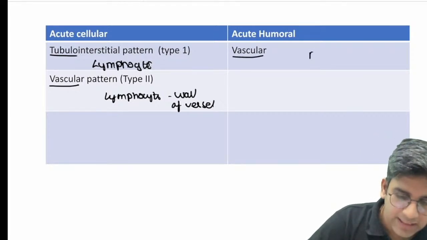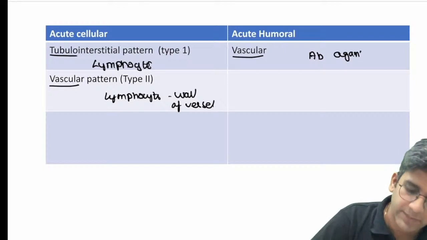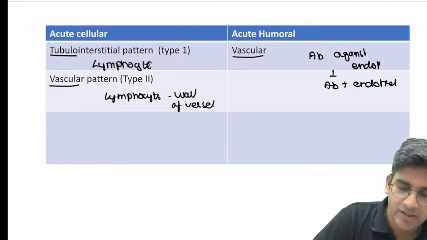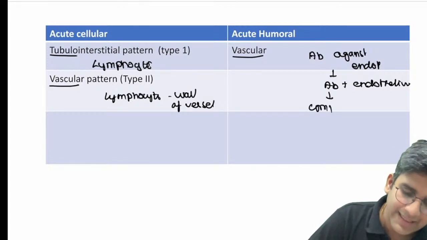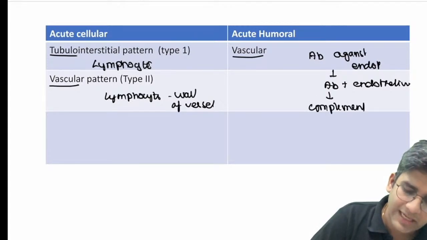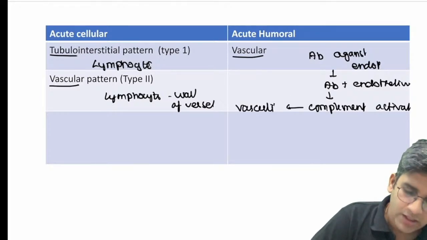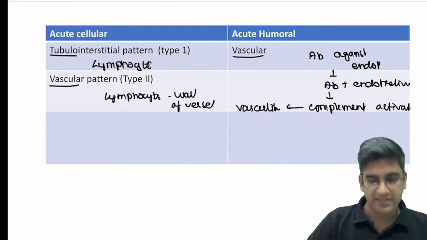Vascular, what happens is, I'll have antibody, let's say, against endothelium. The antibody binds to the endothelium. They will not directly destroy. Whenever antibody is there, can I say it will attract complement? Obviously, right? It will activate complement, so that I'll have complement activation, and that will cause vasculitis or vascular damage. Humoral rejection will not have a tubular interstitial subtype. It's only a vascular subtype, right?